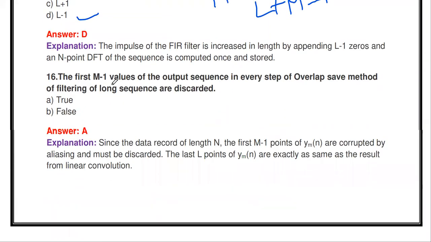The next one: the first M minus 1 values of the output sequence in every step of the overlap save method of filtering of long sequences are discarded. True or false? True. In the overlap save method, the first M minus 1 data are overlapped, that is, captured from the previous block. That's why, while calculating the output in each of y1, y2, y3, we have to discard the first M minus 1 output samples.